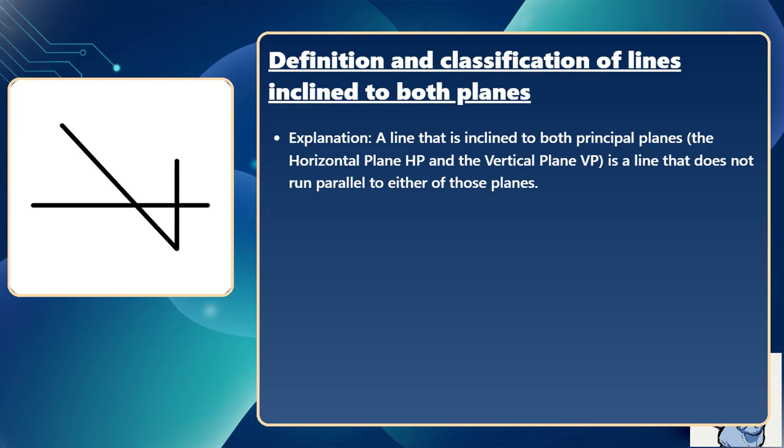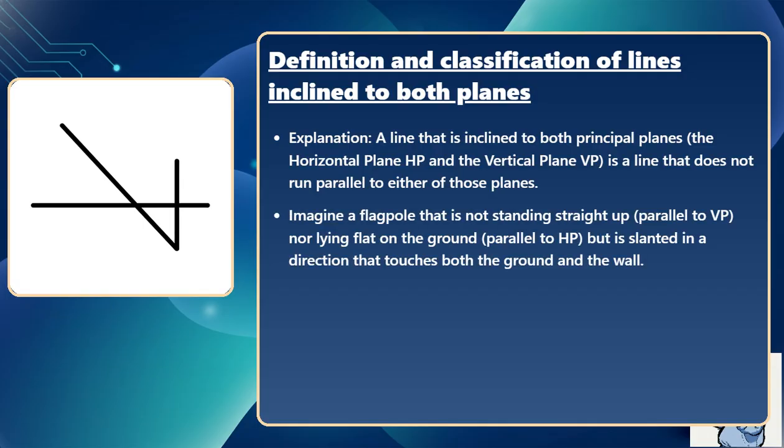Explanation: a line that is inclined to both principal planes, the horizontal plane HP and the vertical plane VP, is a line that does not run parallel to either of those planes. Imagine a flagpole that is not standing straight up, parallel to VP, nor lying flat on the ground, parallel to HP, but is slanted in a direction that touches both the ground and the wall.